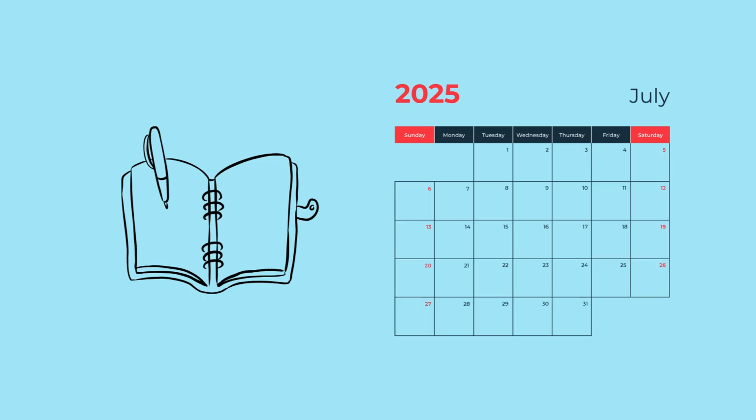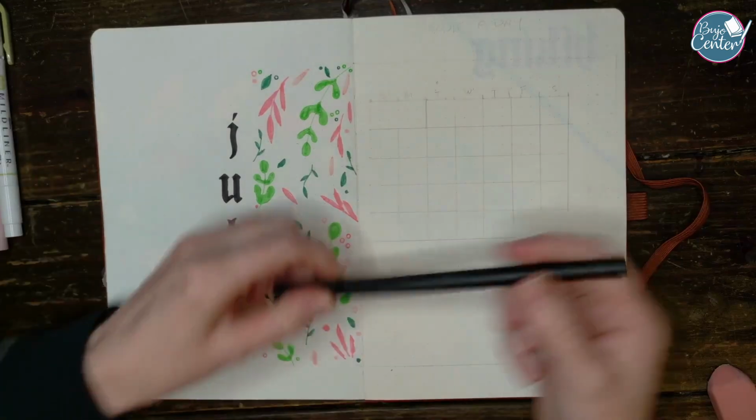I like to look at a reference just so I know how many squares I need and where. July has 31 days and starts on Tuesday. You could also use your phone calendar as a reference, having it right by your side as you journal. All right, let's get started.